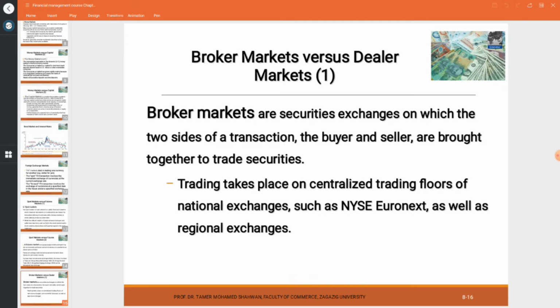Another classification of financial market, we could classify the financial market into broker market versus dealer market. What are the broker markets? It's a market where the security exchange between two sides of a transaction are brought together to trade security. And in most cases in the broker market, they have centralized trading floors of national exchange, such as the New York Stock Exchange, such as the Egyptian Exchange. The Egyptian Exchange or the New York Stock Exchange can be described as a broker market.